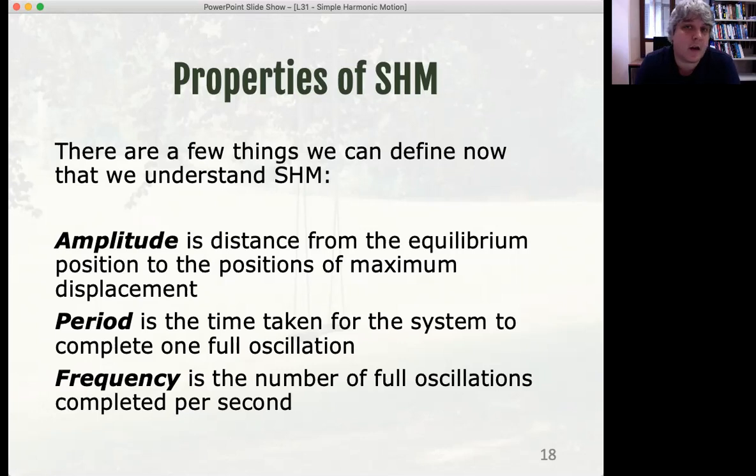The period is the time taken for the system to complete one full oscillation. So if the system mass starts here, goes all the way this way to its maximum negative and then back to its maximum positive, that's one full oscillation. That is the period. We already met the idea of period when we talked about circular motion. Circular motion was the same idea, but it was from here doing one complete circle back to here. That was the period, how long that took. So it's the exact same idea, only in SHM, we're doing just one-dimensional motion back and forth instead of two-dimensional motion around a circle. But it's the same concept. Frequency, again, exactly the same concept, the number of full oscillations completed per second.